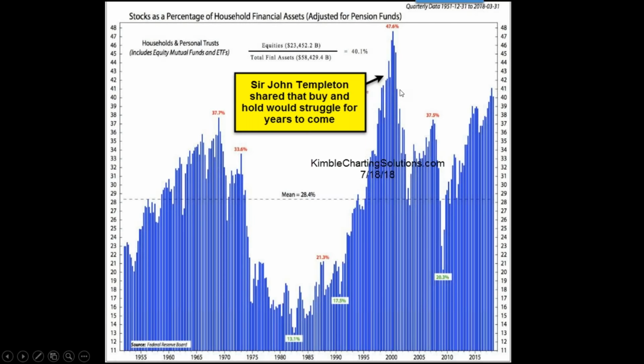Almost 18 years when Sir John said it's going to strike. One of his reasonings was that in the 90s, the peak financial assets of American households were in the stock market, and it was very crowded.